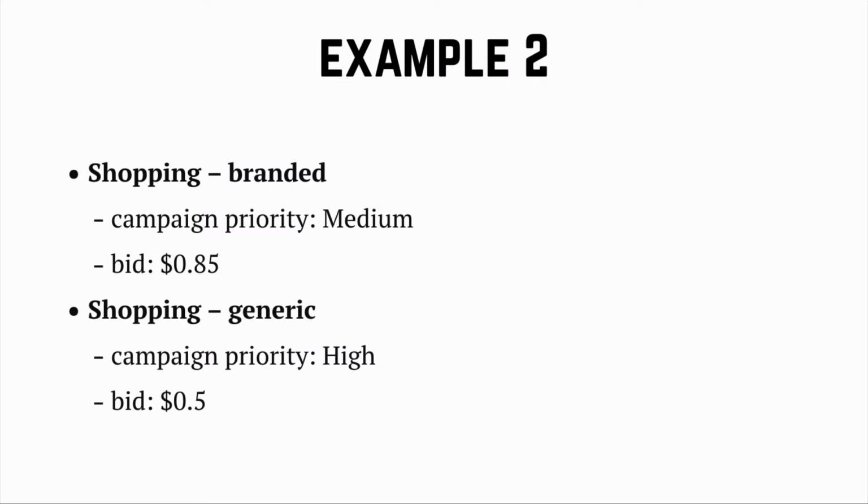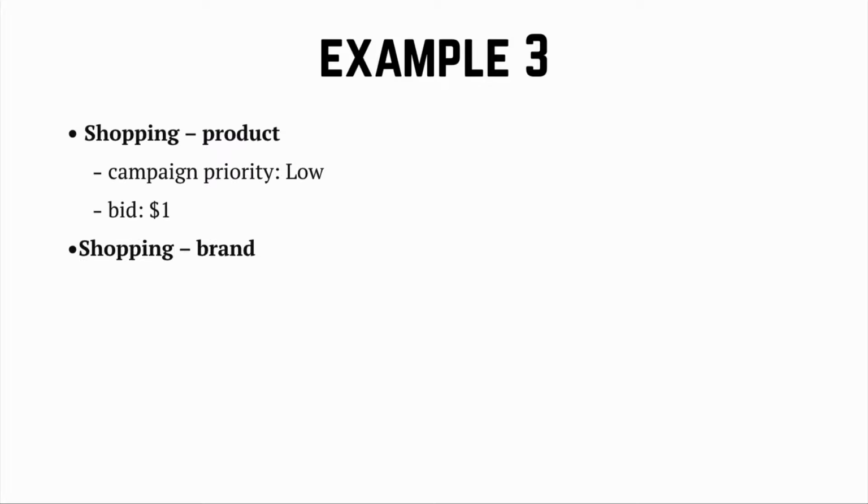And the important thing about this is, if you look at it, in the generic shopping campaign we're bidding 50 cents, while in the branded shopping campaign we're bidding 85 cents. So it's in our best interest to try and convince Google to pick the one with the lowest bid. That's how we can keep our CPCs down. So this is a correct setup.